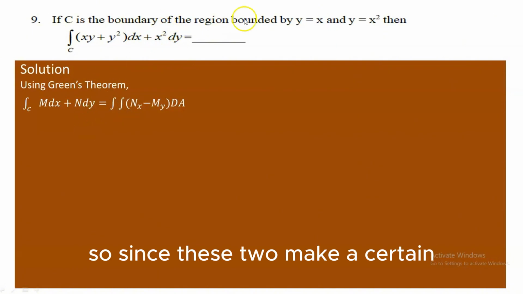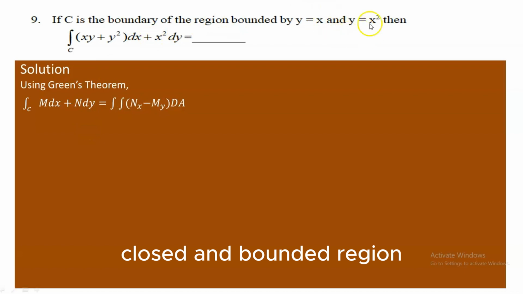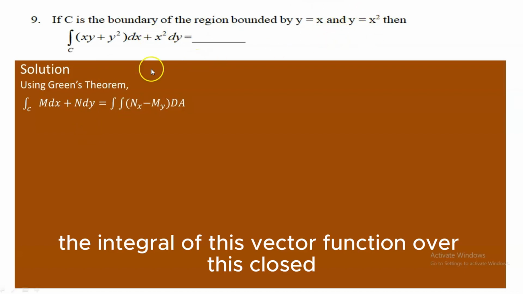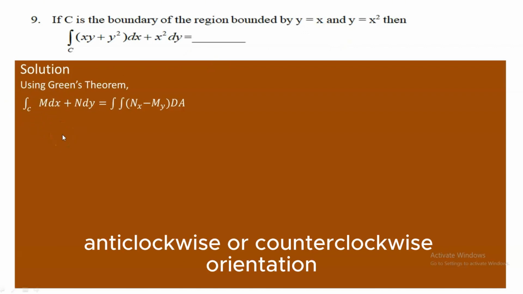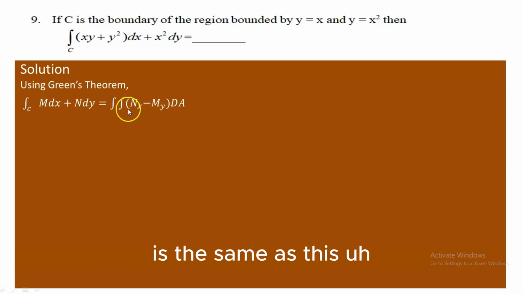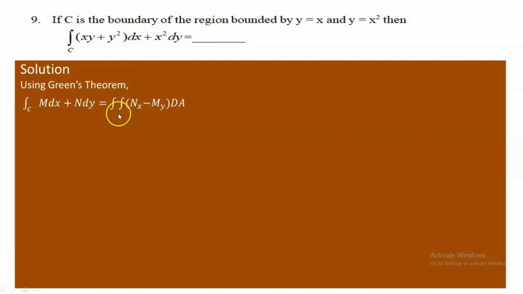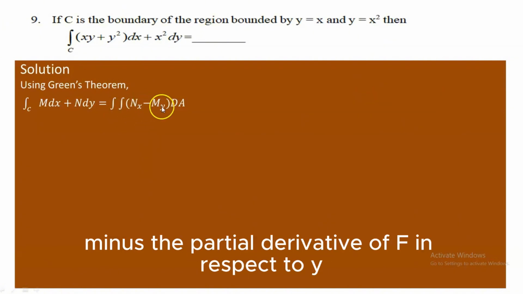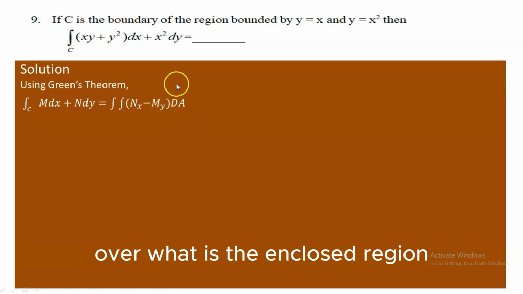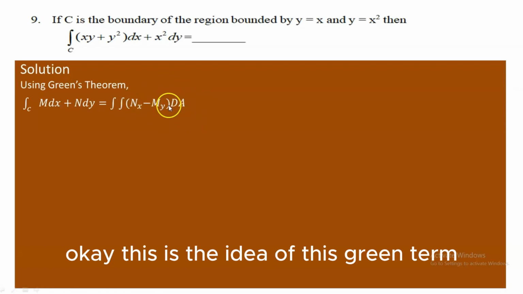So since these two make a certain closed and bounded region, the integral of this vector function over this closed bounded region having anti-clockwise or counterclockwise orientation is the same as this double integral of the partial derivative of N with respect to x minus the partial derivative of M with respect to y over what? The enclosed region, okay? This is the idea of this Green's theorem.